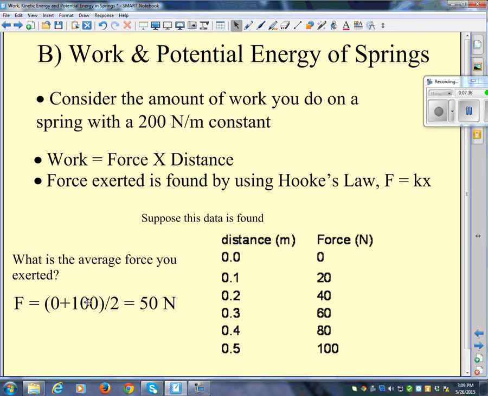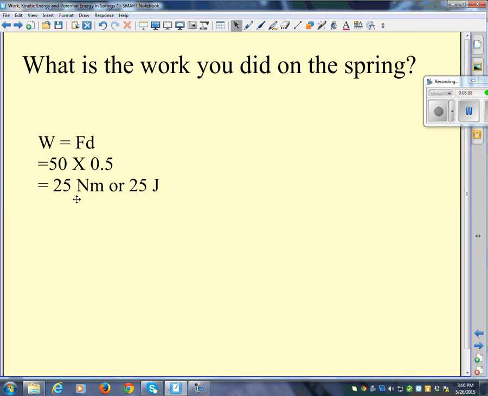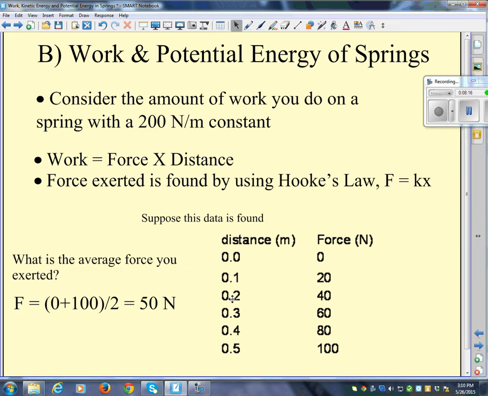What's the average force exerted here? 0 meters needs 0 newtons. 0.1 meters needs 20 newtons. What's the average force here? We started with 0, and as we get to the end, 100. So the average is 50, 0 plus 100 divided by 2. The average force is 50 newtons. How much work did we do? Average 50 times 0.5. We did 25 newton meters, or 25 joules of work on this spring when we stretched it from 0 all the way to 0.5.